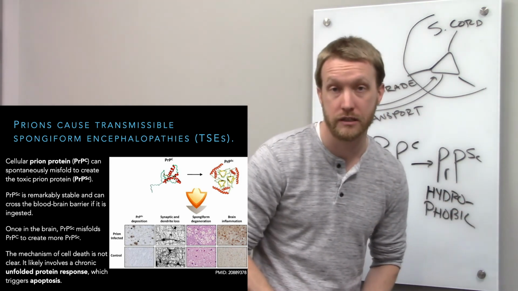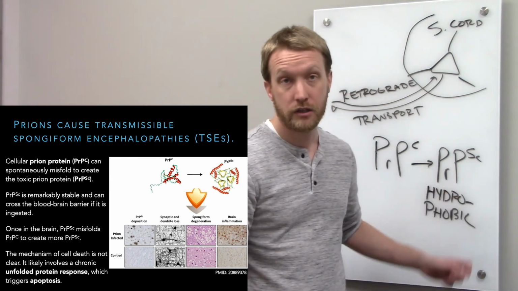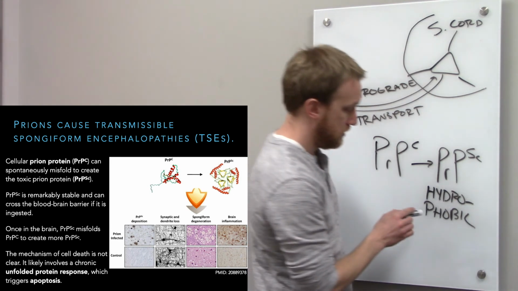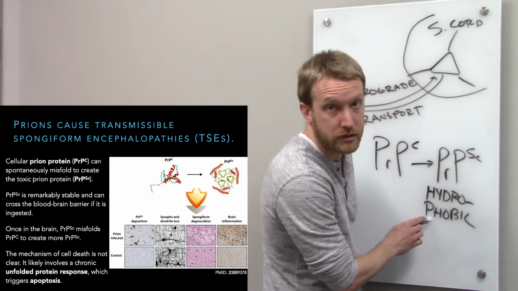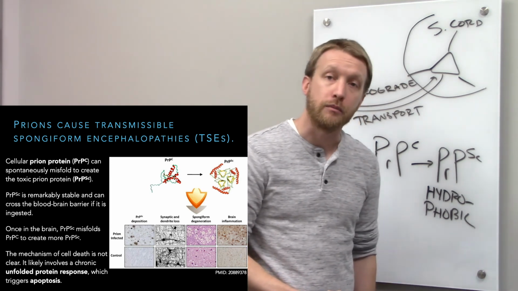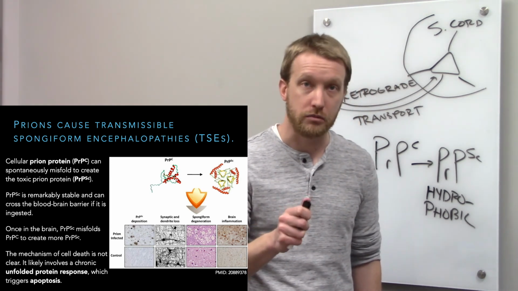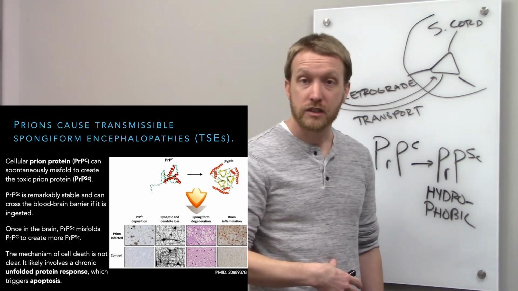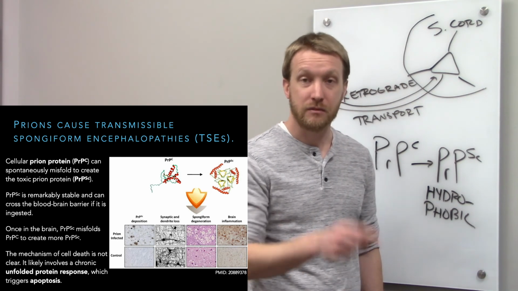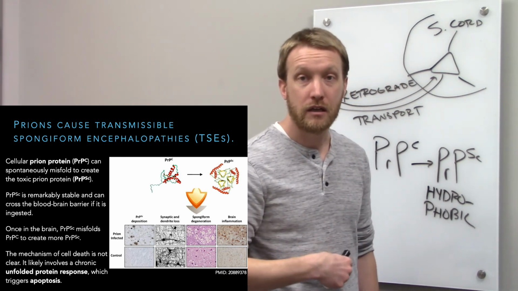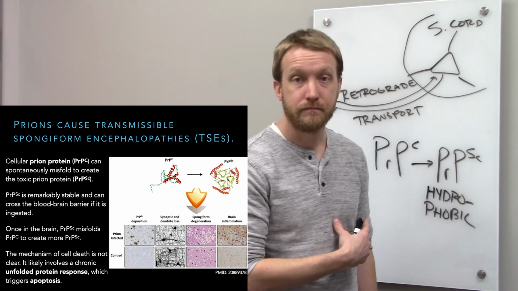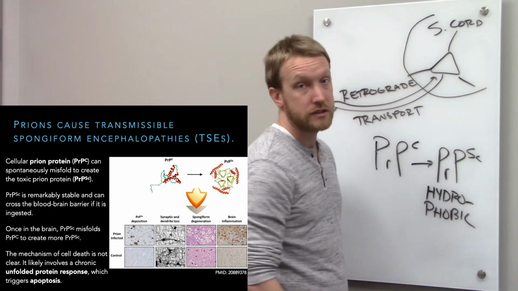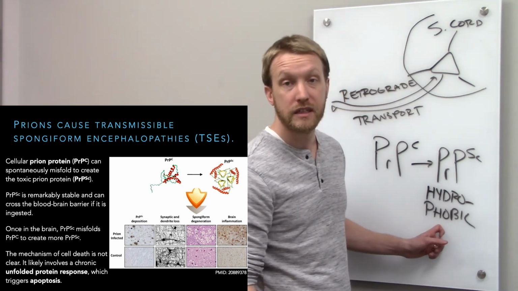This causes two things. It causes it to stick to itself, so you get these little protein aggregates. It also causes the unfolded protein response. Because the thing about prion protein is that it's remarkably stable. You can eat it, run it through your digestive system, it'll still kill you. It's going to be the exact same structure by the time it comes out of your gut and into the bloodstream. So this misfolded state is very stable, so there's nothing we can do to fix it.